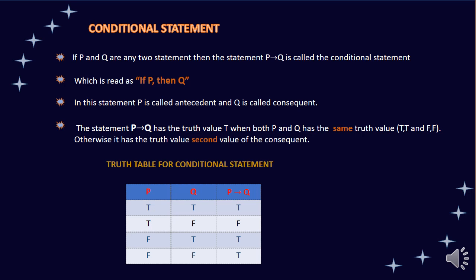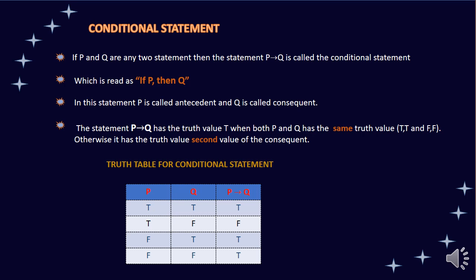Truth table for the conditional statement. The first column is P, the second column is Q, the third column is P then Q. By the definition of the conditional statement, when both have the same truth value, the result will be true.